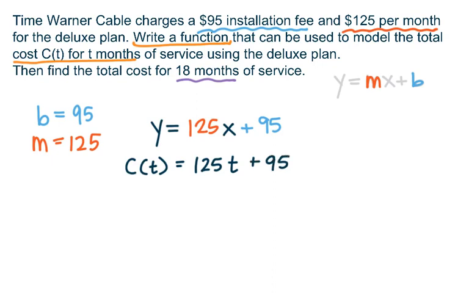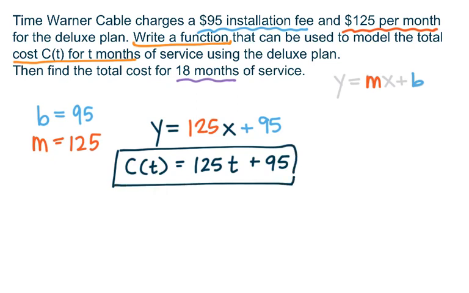And it's kind of easy to think about that as being a balanced equation because it is dollars per month times month plus dollars. If we think about canceling, then we would end up with dollars plus dollars. That makes sense that my output is cost, dollars only. However, this is the function that we would use to model the total cost. And of course, finding that total cost, we would just plug in 18.